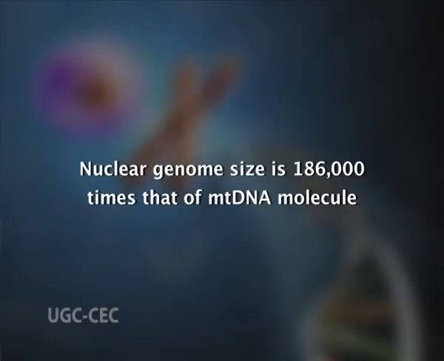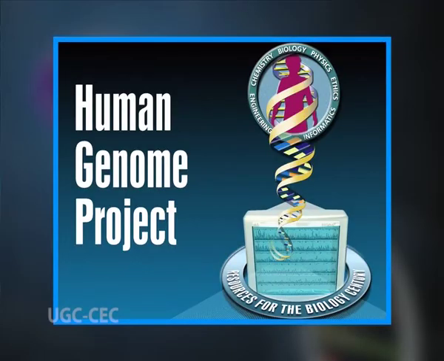The nuclear genome size is 186,000 times that of the mitochondrial DNA molecule. However, the nucleus contains more than 99% of the DNA of the cell. The focus of the Human Genome Project was primarily on sequencing the euchromatin portion.